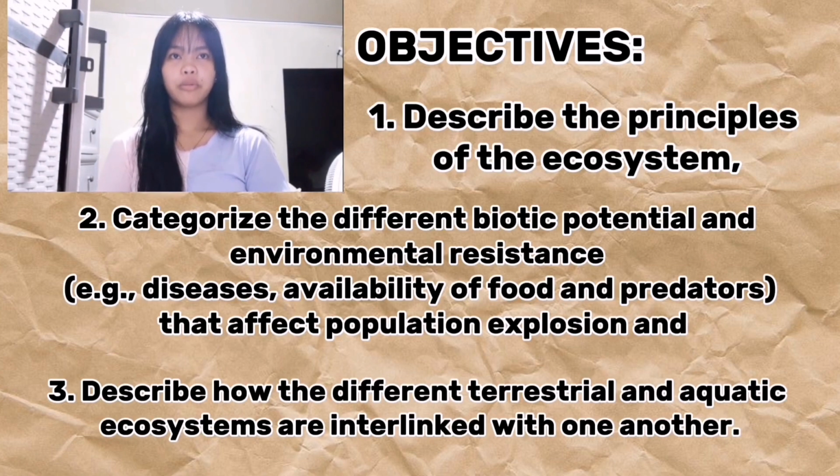We are going to talk about the interaction and interdependence objective. It describes the principle of ecosystem, categorizes the different biotic potential and environmental resistance, diseases, availability of food, and predators that affect population exclusion, and describes how the different terrestrial and aquatic ecosystems are interlinked with one another.